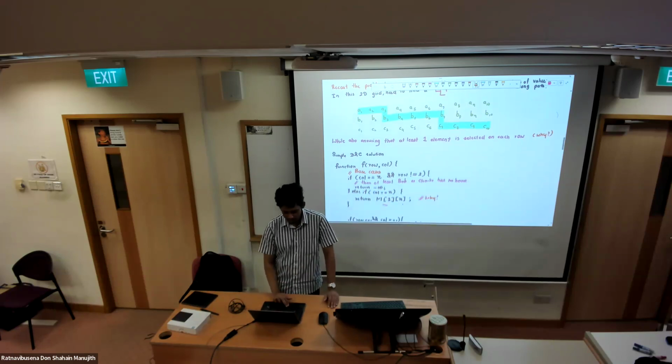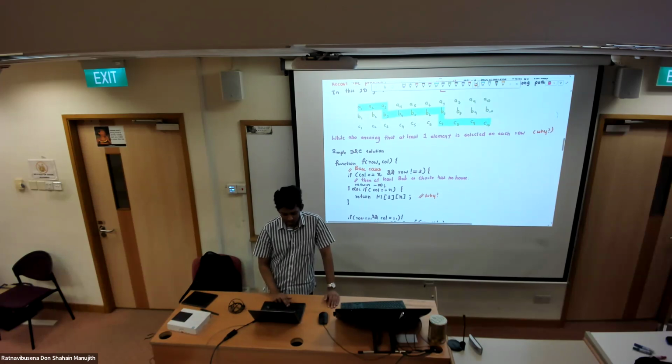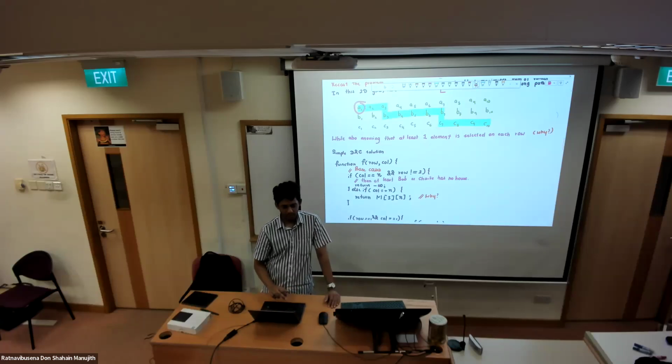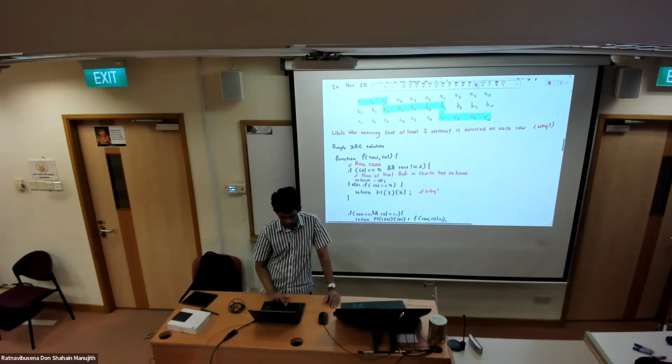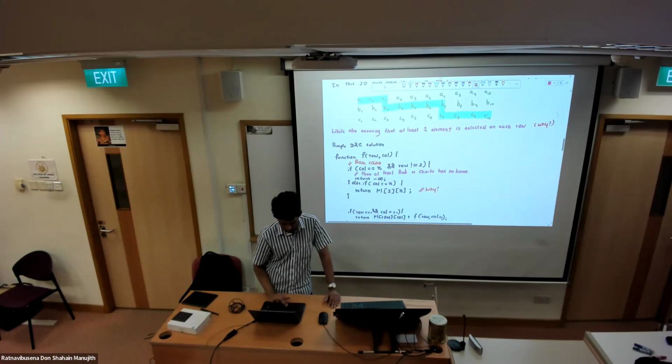Right, so next one, if the row is 1 and column is 1. We need to give this house to Alice, definitely. Therefore, there's only one way to do this. We give this house to Alice, and then we recurse on f(row, col + 1). That means we recurse from this point onwards, right?